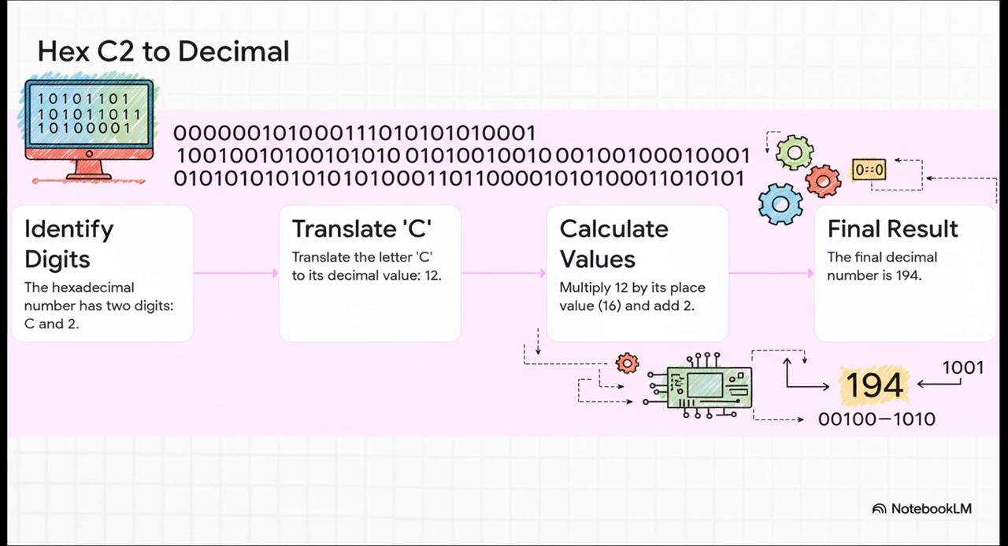How do we read a hexadecimal number like C2? Well, first we translate the C back to its decimal value, which we now know is 12. Then, just like with binary, we use place values. The C is in the 16's place, and the 2 is in the 1's place. So we calculate 12 times 16, and then add 2, which gives us a grand total of 194.